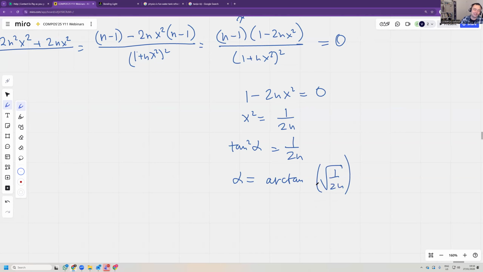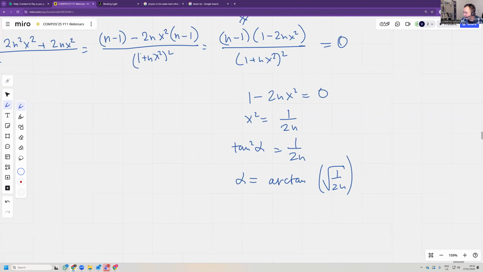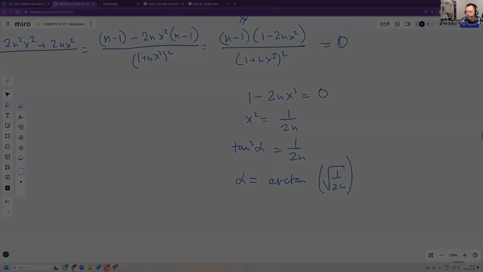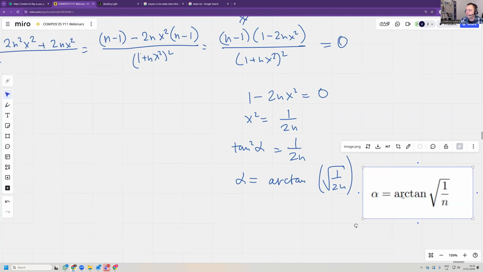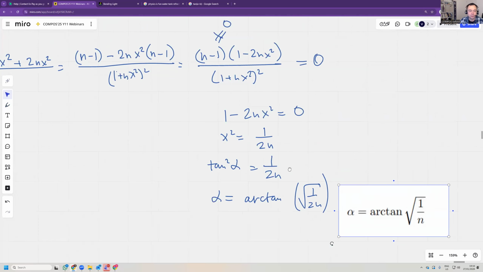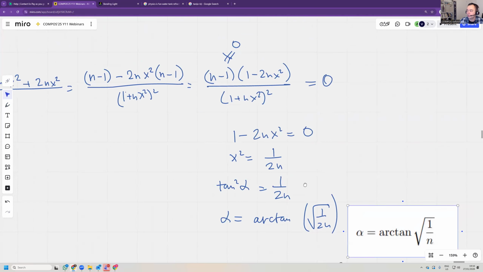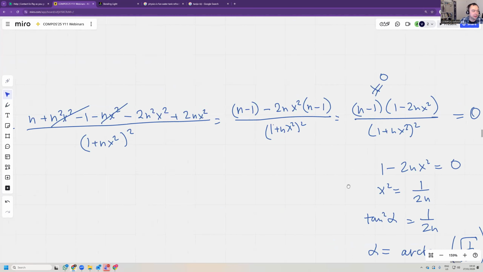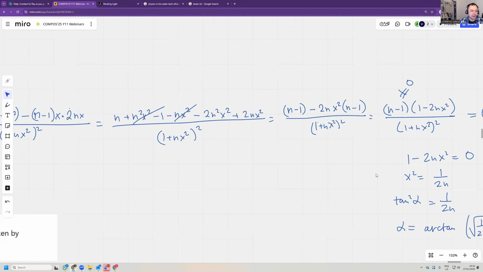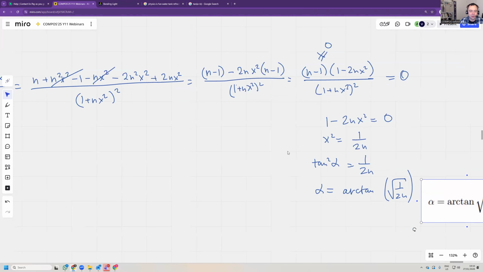I really hope I haven't messed up. Oh, the correct answer should be arctan of 1 over root n. I can sort out n squared and nx squared. Yes, I have. Okay.